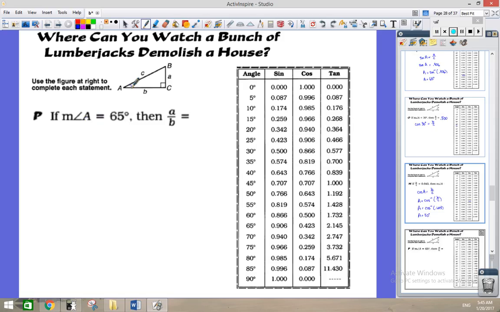Measure of angle A is 65 degrees. A over B is the opposite leg over the adjacent leg, that's the tangent. So the trig ratio with respect to this triangle, the tangent of angle A that we know now to be 65 degrees, A over B is... where's 65 degrees here, and the tangent is this last column, 2.145. So this, instead of in fraction form, we're giving it to them in decimal form.